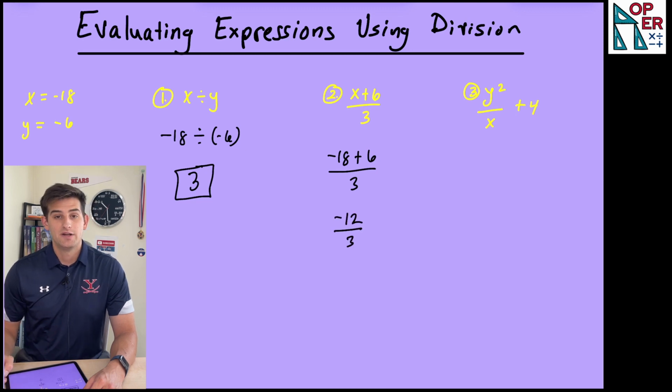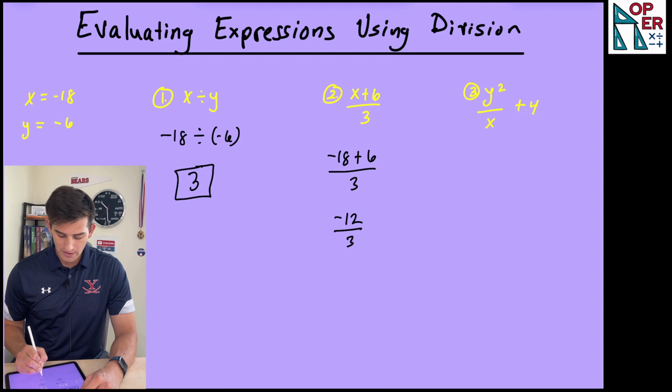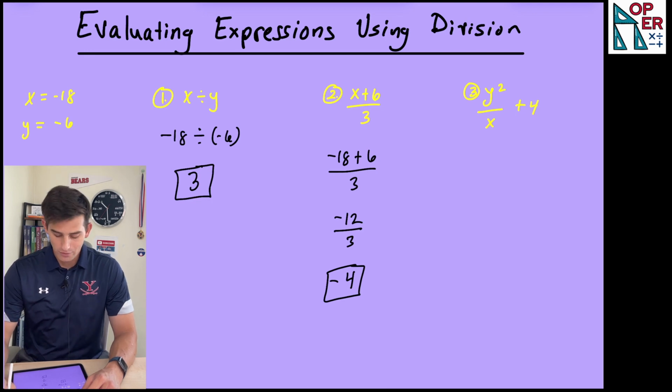And now negative 12 divided by 3. Our signs are different, so we know our answer should be negative, and 12 divided by 3 is 4. So our answer for x would be negative 4.